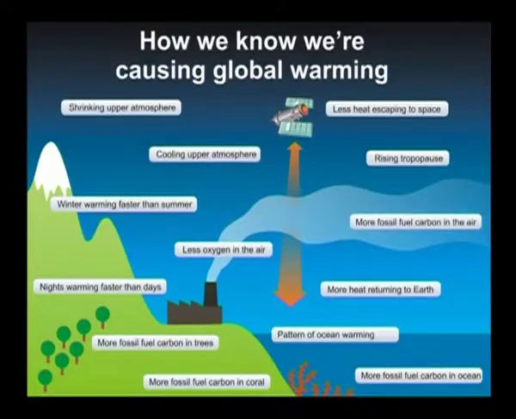How do we know that we are causing global warming? Less heat is escaping into space, there are rising temperatures, and more heat is returning to Earth. There is a pattern where ocean temperature is increasing, more fossil fuel carbon in the ocean, more fossil fuel being noticed in corals, more fossil fuel carbon in trees, and nights are warming faster than the days, and winters are warmer than the summers. It's leading to the melting of the ice caps, and the upper atmosphere is cooling and shrinking. So, all of these factors tell us that global warming is happening.